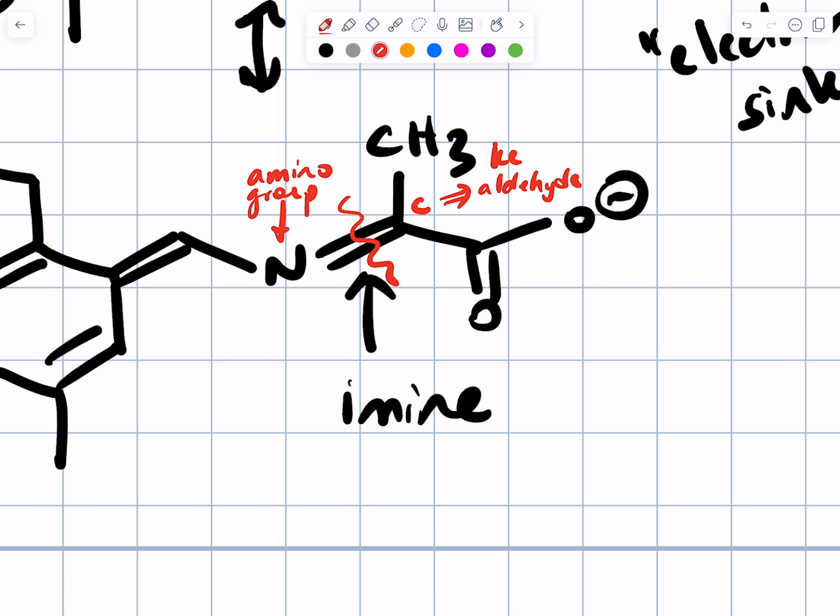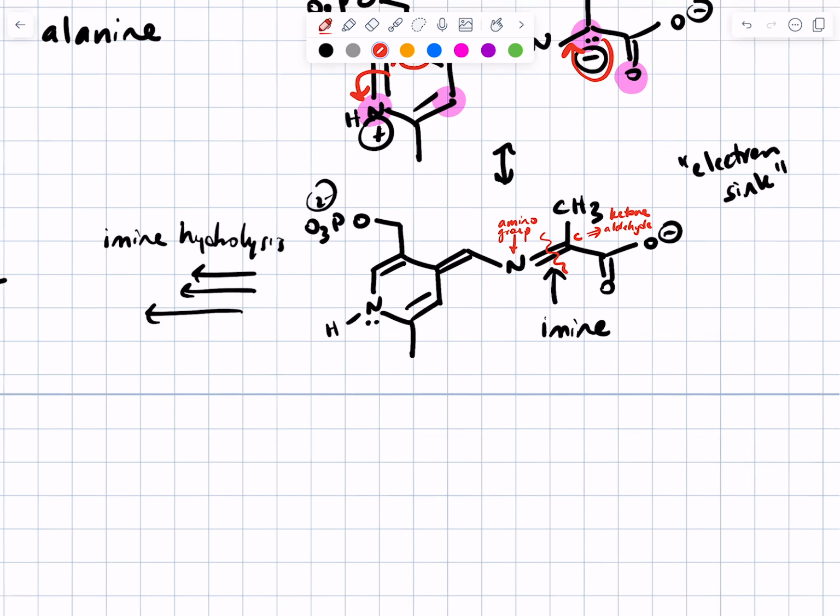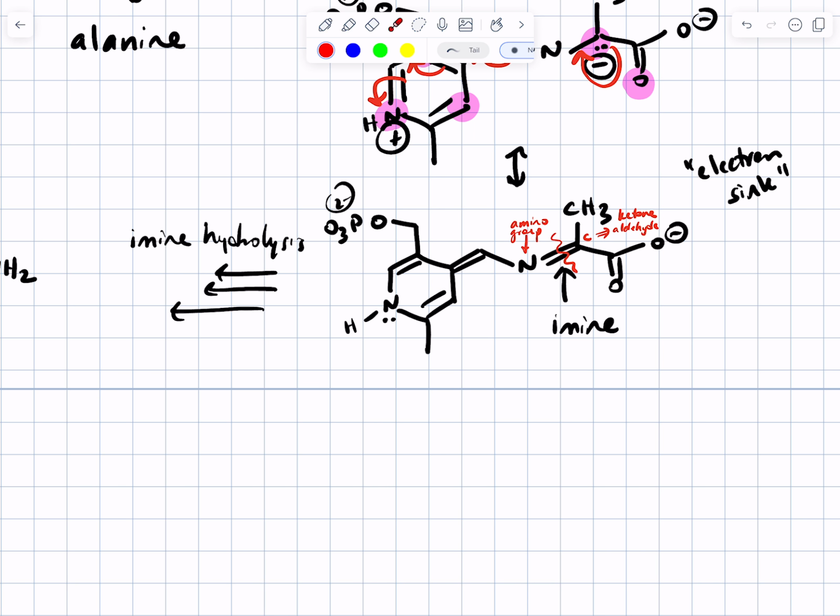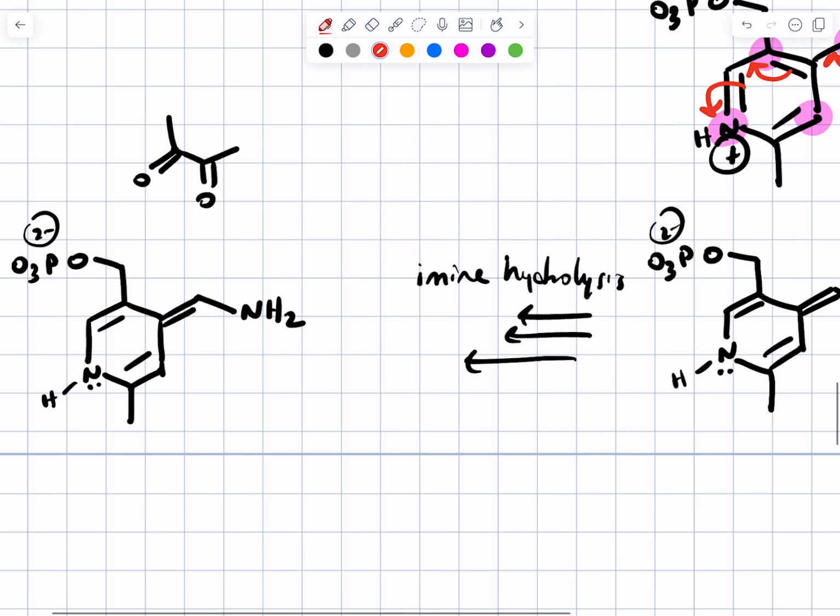I guess I should have been specific. When you look at an imine, you can tell whether it came from an aldehyde or ketone by looking at the two things attached. If they're both carbons, it was a ketone. If one's carbon and one's a hydrogen, then it was an aldehyde. So here is the thing that's left over after we do imine hydrolysis, and this is actually called pyruvate, which nature has a bunch of other uses for.